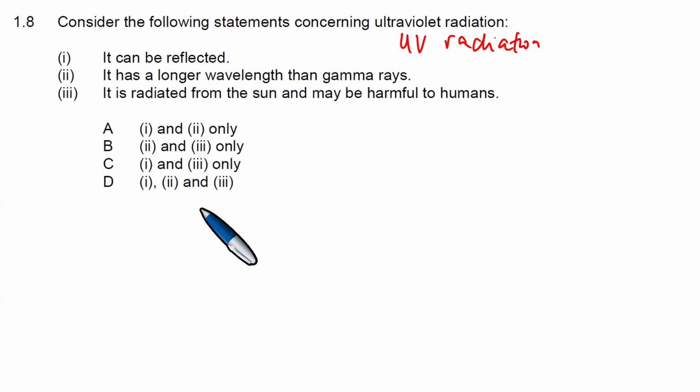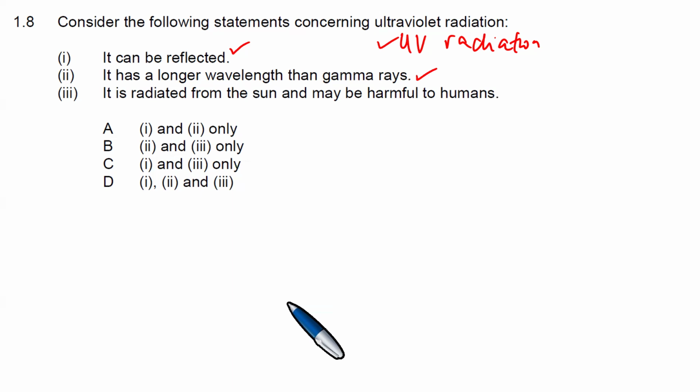So what do you think of this one? Between B and A. Okay, that is fine. So we're dealing with 1.8 now, but we know very well that the UV radiation can be reflected. That is true. It has a longer wavelength than gamma rays. Yes. It is radiated from the sun. Yes, UV rays are from the sun, because if you are exposed to the sun too much, they cause sunburn.